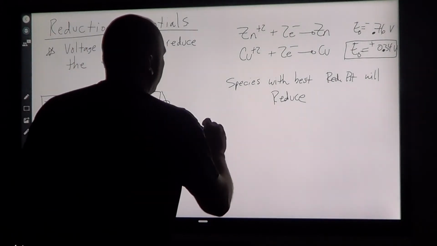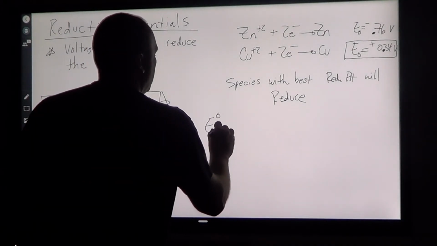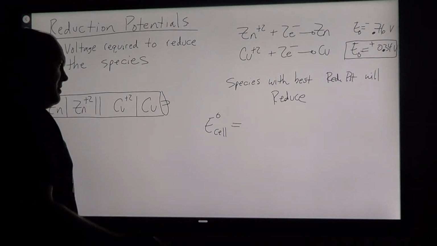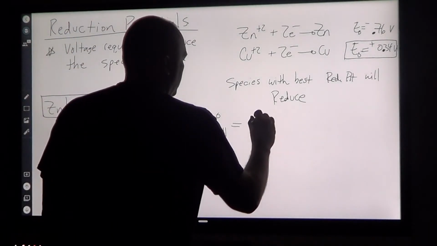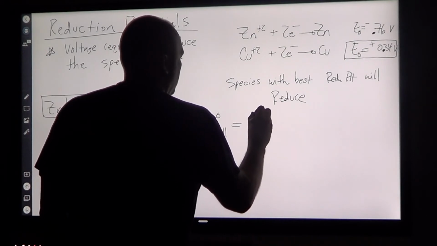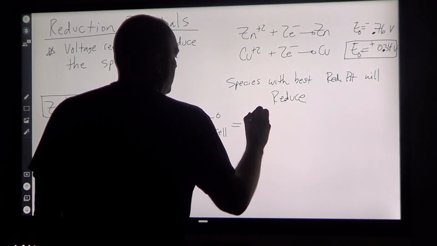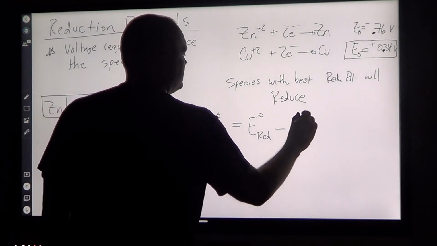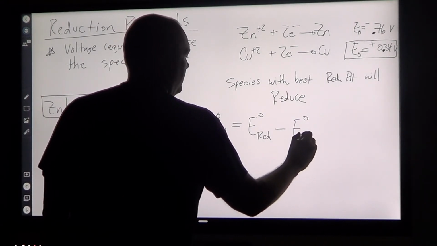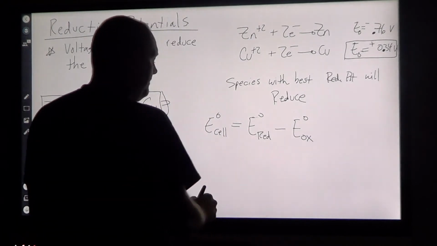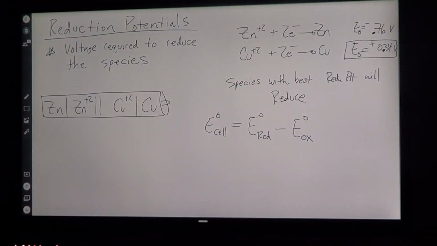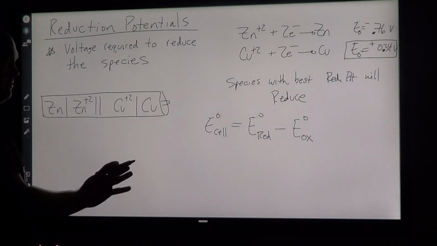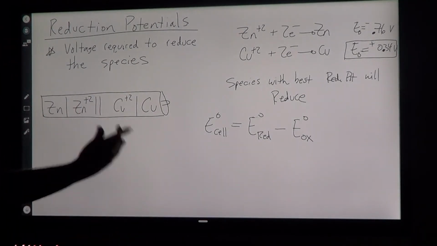Okay? And the formula is very similar to one that we've been using all year long. It's going to be the standard reduction potential of the reduction minus the standard reduction potential for the oxidation. Okay? Now, if you've been drawing the batteries the way I've been teaching you to, it should match to what our heat of a reaction was.